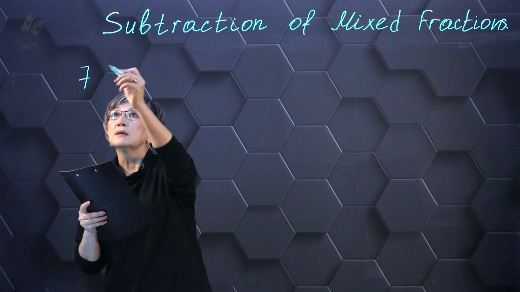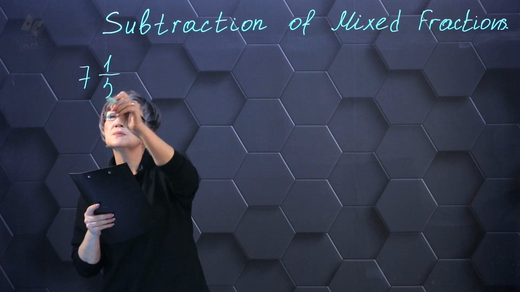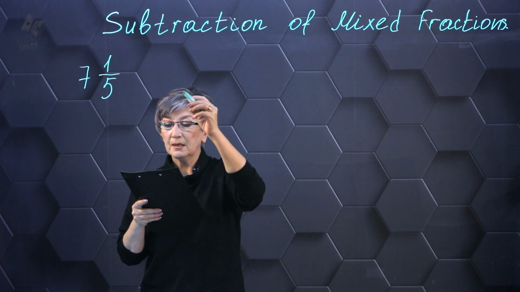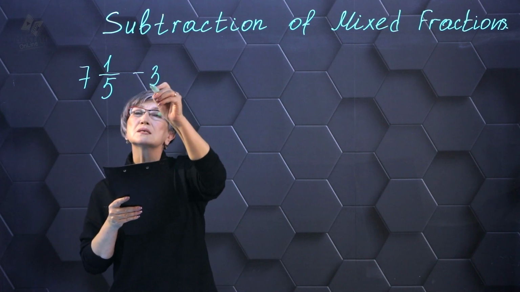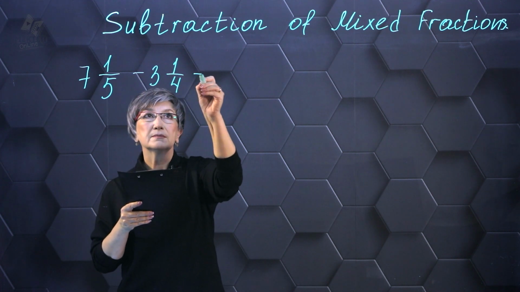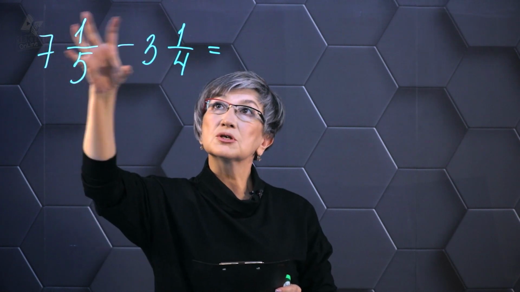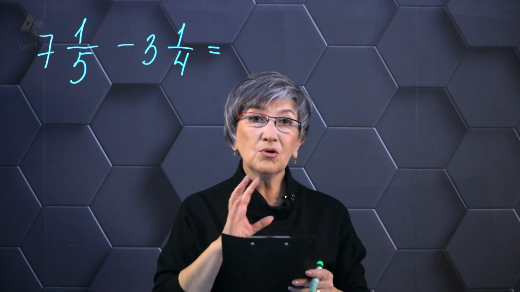So, I'm looking at the following example, 7 1/5 minus 3/4. Okay guys, we're looking at mixed numbers. We need to subtract, and you and I know very well that we need to pay attention to the denominators. The denominators here are different, and we can easily find the common denominator.